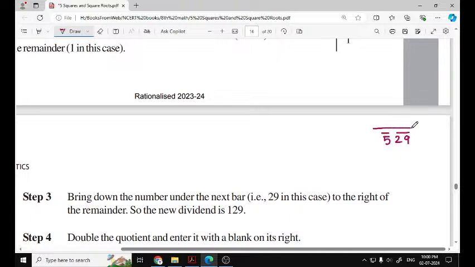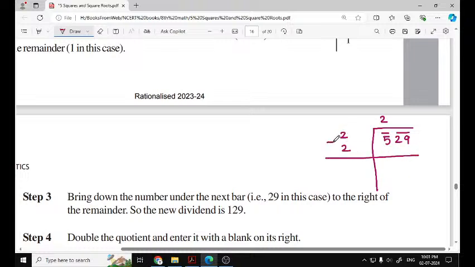Consider this first group, or it is also called a period, and let us find out a perfect square which is smaller and closer to 5. 5 is not a perfect square, then its preceding number is 4, which is a perfect square. So 4 is the required number, but 4 is square of 2, so we write 2 at 3 places. One is in quotient part and 2 times in divisor part.